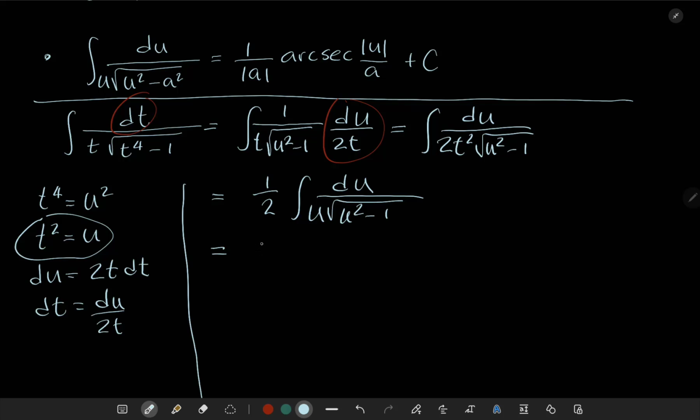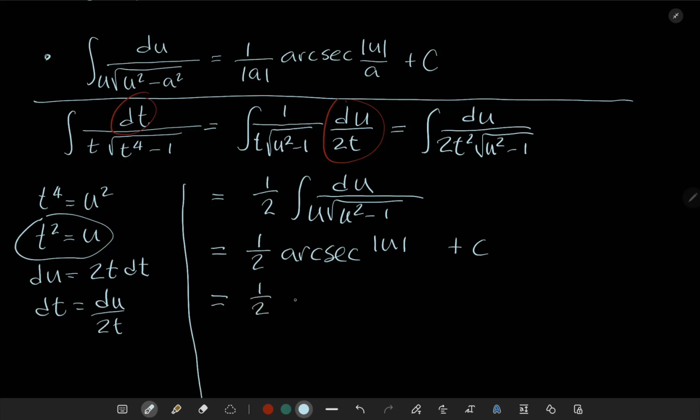So it tells us it's going to be 1 over the square root of a. A is 1. So sorry, square root, absolute value, sorry. 1 over the absolute value of a. That's going to be 1 over 1. So just 1. And then we have, well, copy the 1/2, I suppose. We do have that. And then arcsecant of the absolute value of u over 1 plus c. So I should have just left that as a.